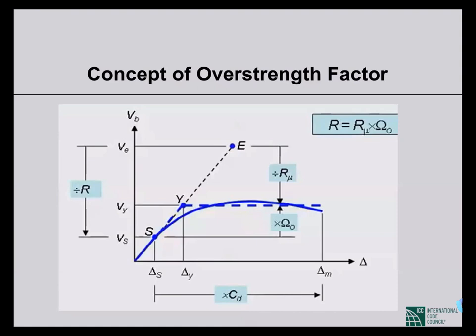But in real case, what happens, the structure doesn't behave bilinearly. The structure behaves non-linearly, like the solid blue curve. The structure remains elastic up to only point S. So what we do, we design the structure for Vs. The base shear is Vs. We assume the structure has the capacity only up to S. So we become conservative. So this part from point S to point Y, this is kind of reserved strength.